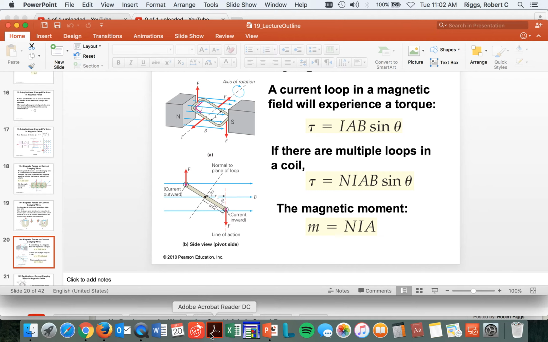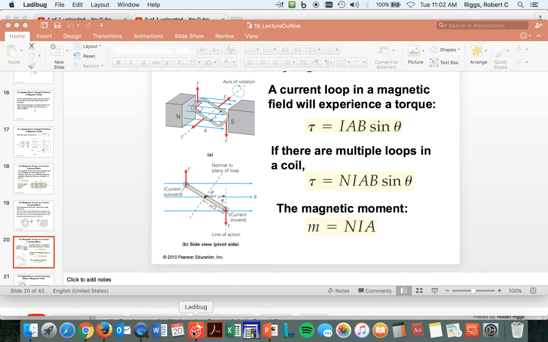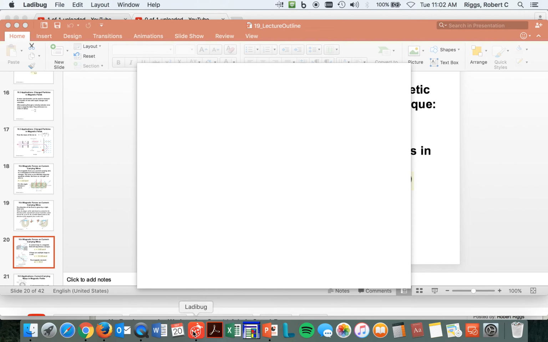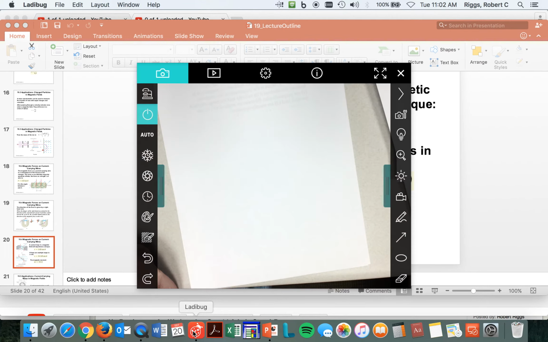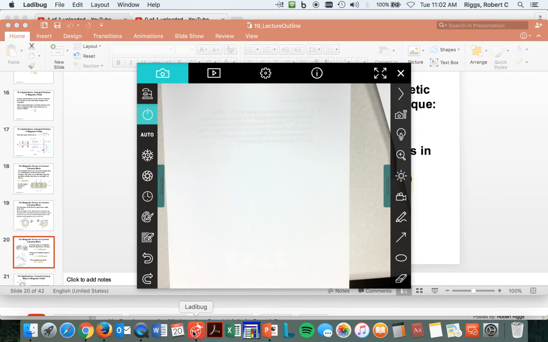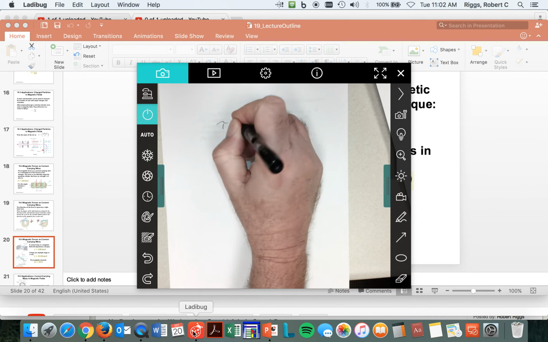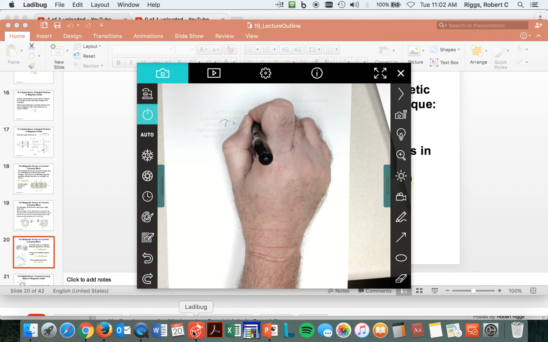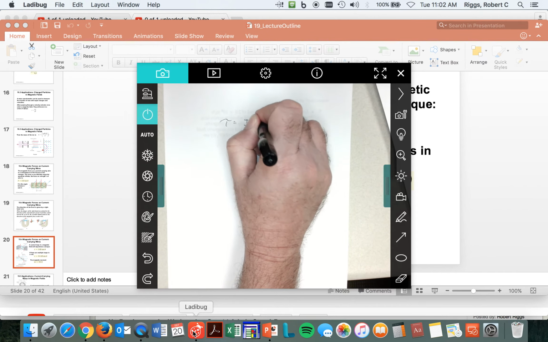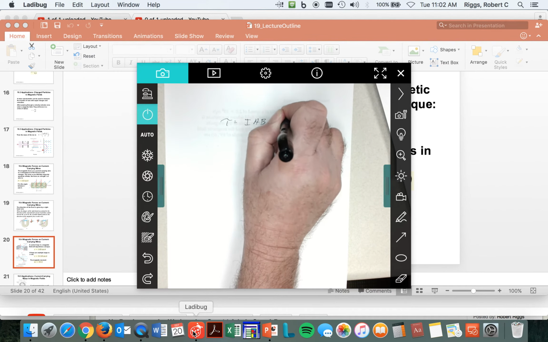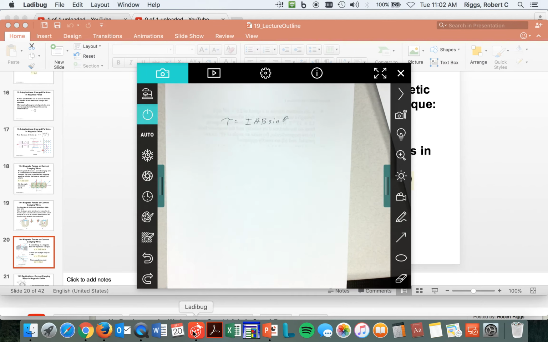Did that make sense? I just said it, and I even understand this stuff, and that made no sense to me. Here's how they derive that. If this will show up, please. All right, there we go. So what's this torque? Torque equals ILB. What are you talking about? Torque equals IAB sine theta. How does that happen? Well, hold on.